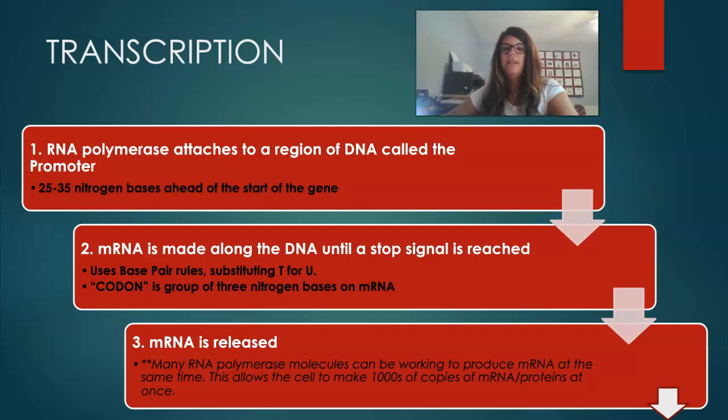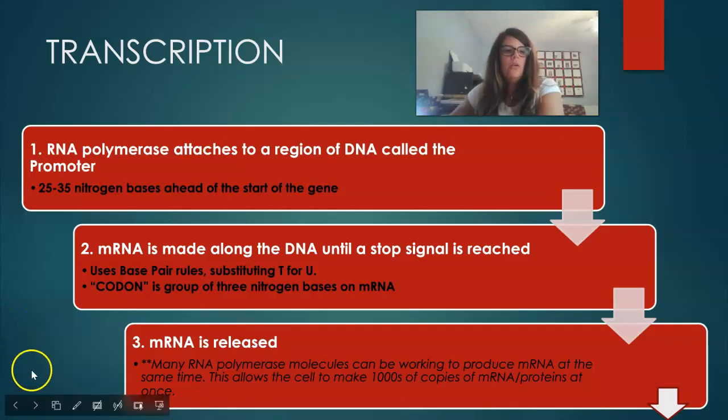So basically it's decoding all of these instructions into its own sort of language, and then it's going to take that information out to the ribosomes. DNA and messenger RNA are all going to work in units of 3 nitrogen bases. A codon refers to a group of 3 nitrogen bases on a messenger RNA.